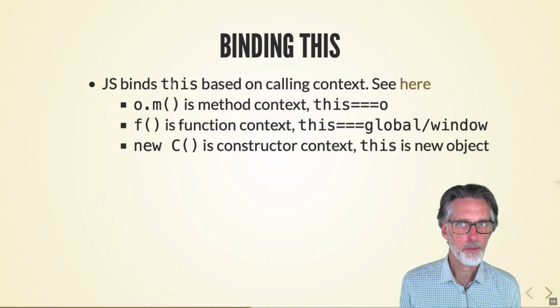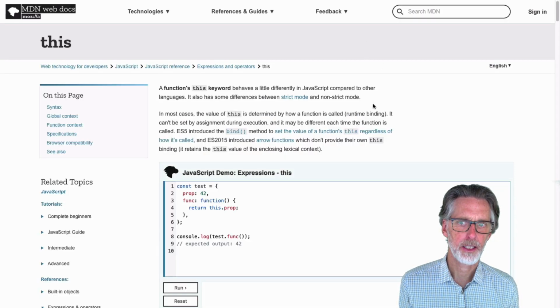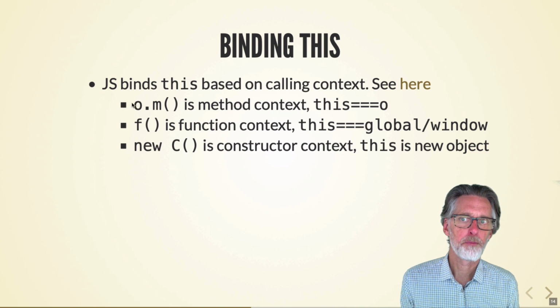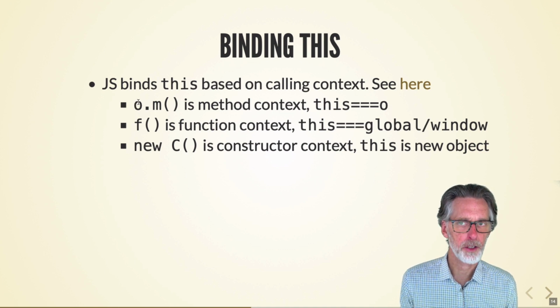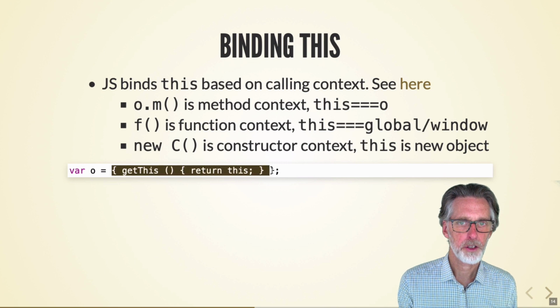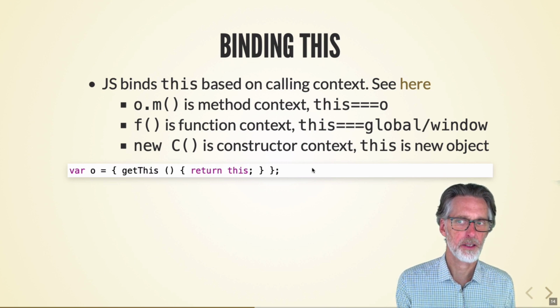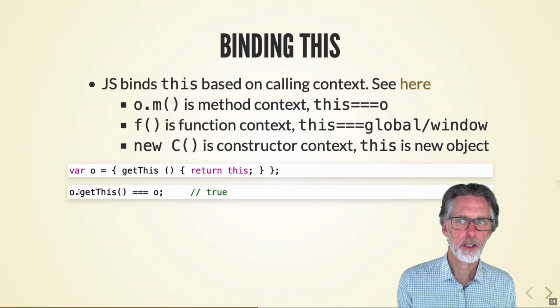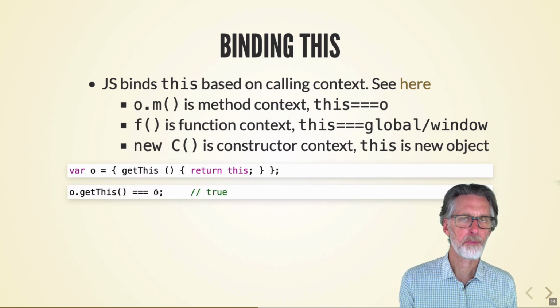JavaScript binds the special name this based on the calling context. You can see an article about it at Mozilla here. JavaScript has multiple contexts that can be used. These are the method context, a function context, and constructor context. As an example, let's look at a really simple object that just has one property called getThis that simply returns this. You would expect that if I call o.getThis, I'll get back o.